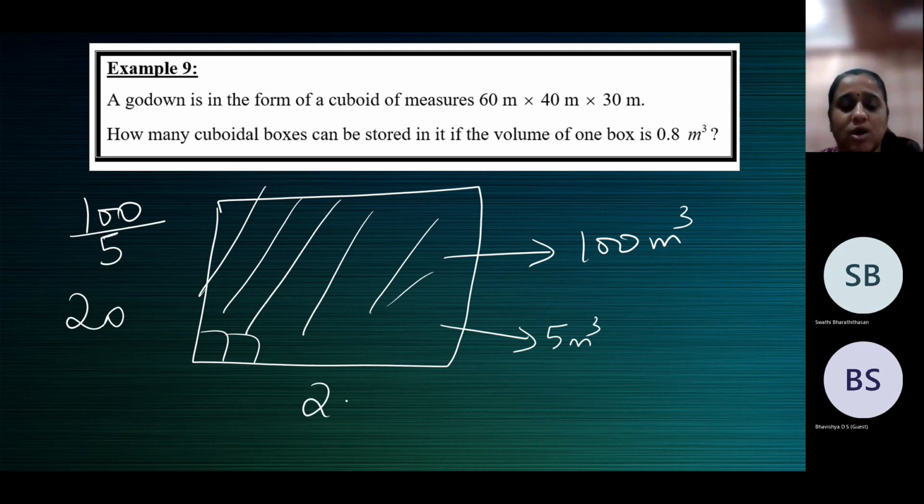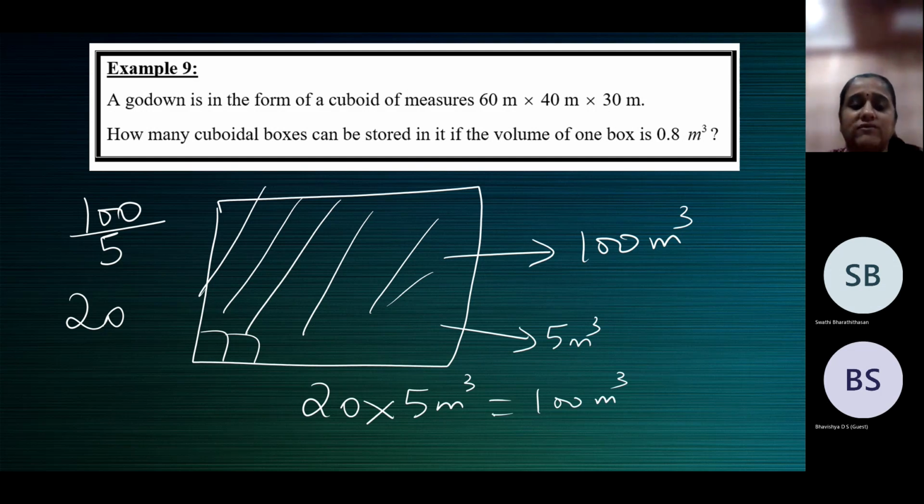See here, 20 boxes. Each box takes a volume of 5 meter cubed. So totally 100 meter cubed is occupied. The godown is full of boxes now. Now you cannot put even one box more into the godown because it's completely full.